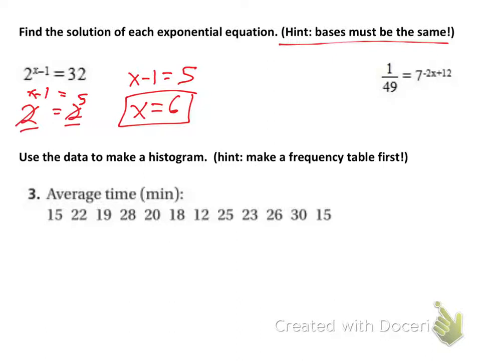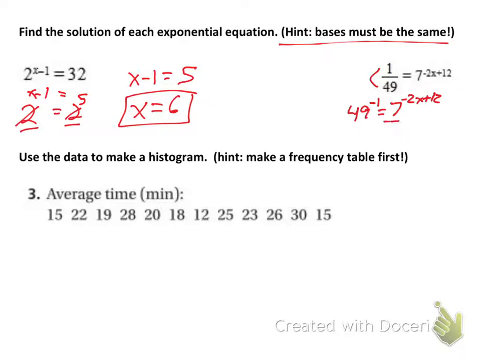All right, this one is a little bit trickier, but just know that if this is in fraction form, you can turn this around. So 1 over 49 is the same as 49 to the negative 1. And if you set that equal to 7 to the minus 2x plus 12, now you can work with these numbers that are not a fraction.